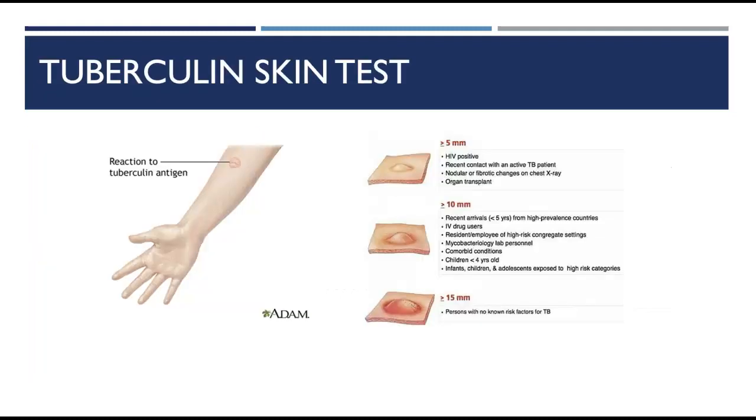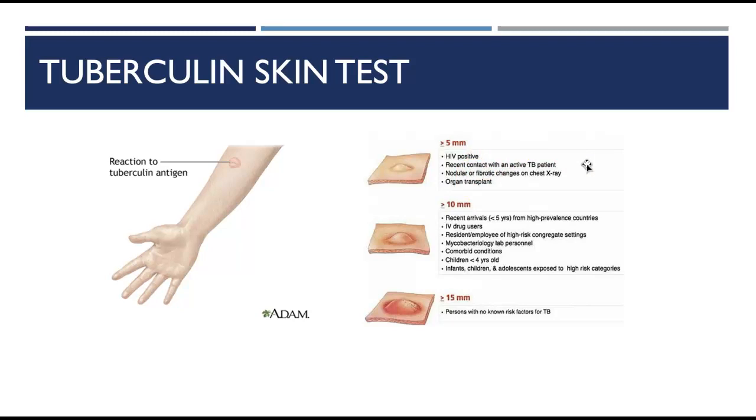Now again, this slide is very important. Knowing the induration for the population is really important. So notice that we're not just looking at the redness. In order for it to be a positive tuberculin skin test, there has to be induration, meaning a hard raised area.